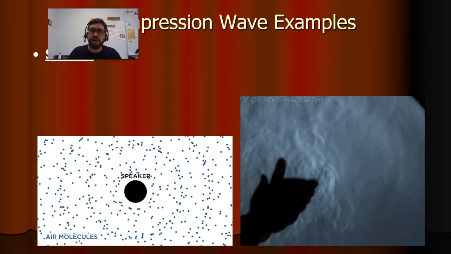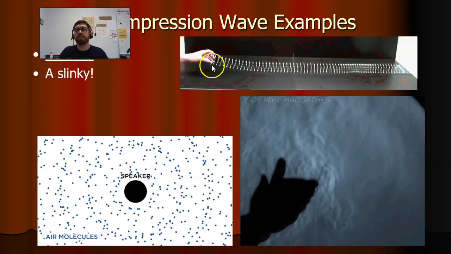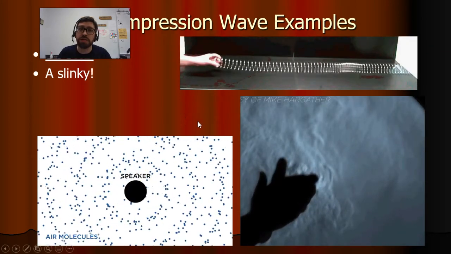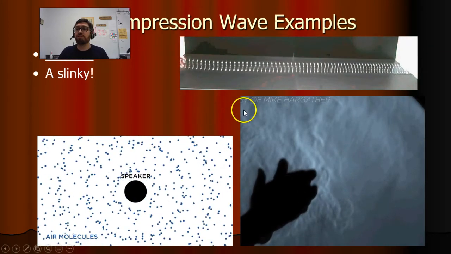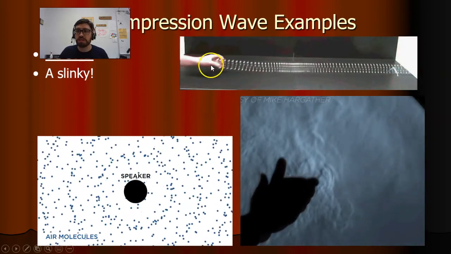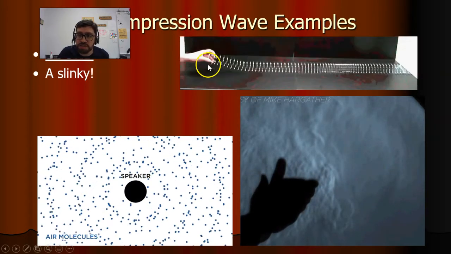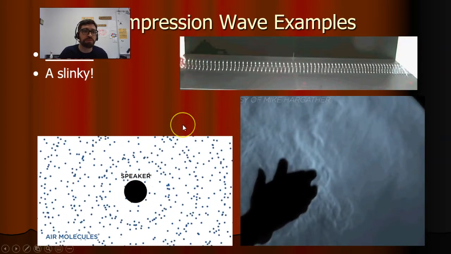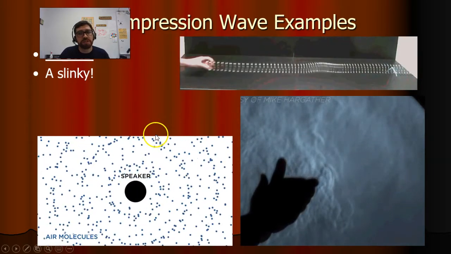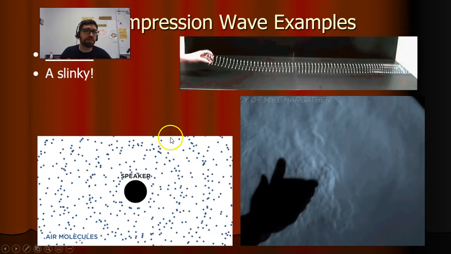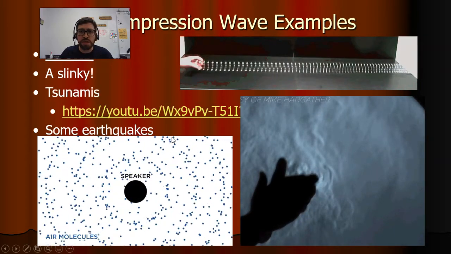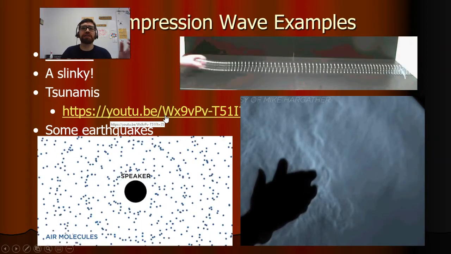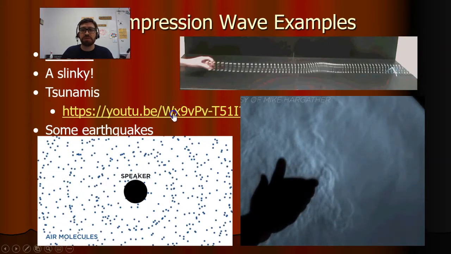Another example of a compression wave is a slinky. Now, a slinky can make transverse waves as well, but this is an example of how you can make a compression wave with a slinky. Notice all we have to do is compress the beginning part of the slinky, and that compression simply travels down the slinky in the form of a wave. Now, there's a really good example of this, a video that I'll post after this one. Tsunamis are also a great example, and some earthquakes, of compression waves.